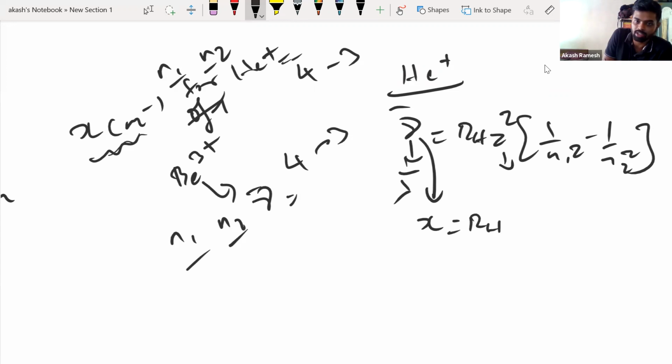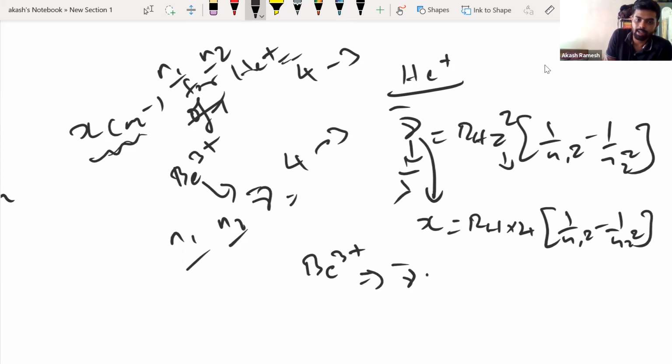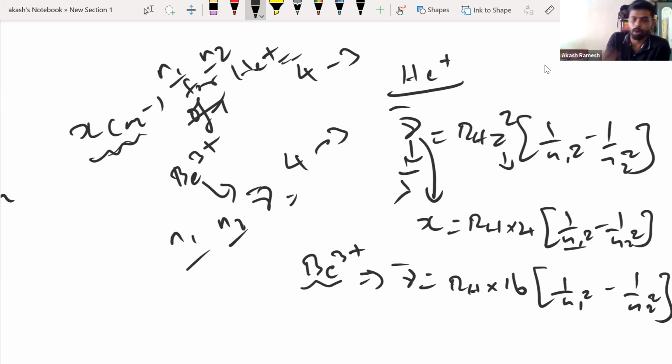RH is a constant. Now Z alone will change. For helium, Z is 2, so Z squared will become 4, and it will be the same 1 by N1 squared minus 1 by N2 squared. Now look at beryllium 3 plus. Mu bar is equal to RH Z squared. For beryllium, the Z value is 4, so Z squared becomes 16. I'm not changing N1 and N2 because it is the same transition.